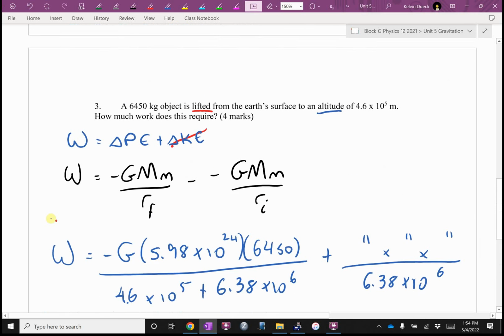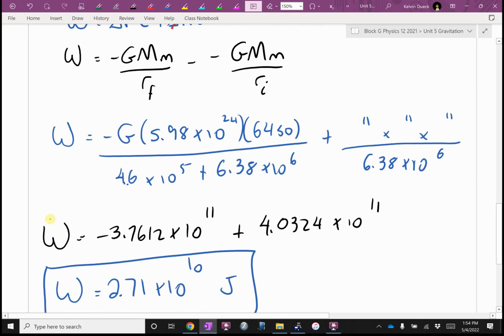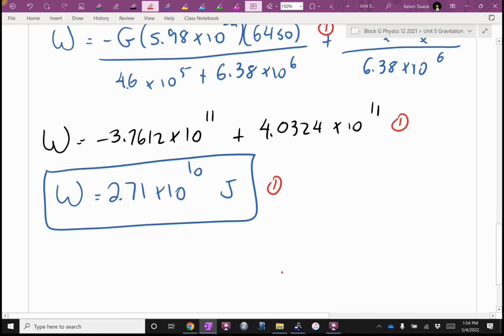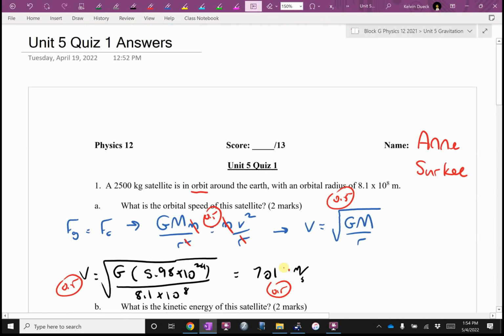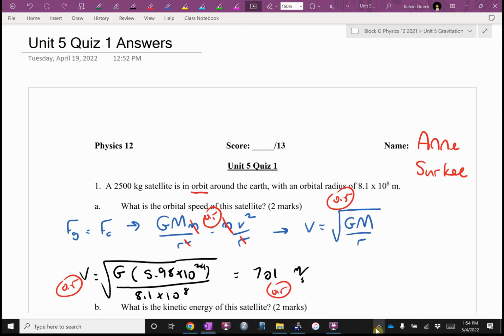If you got that, 4 out of 4. Otherwise, I would probably do something like this. 1 mark if I saw that. 1 mark if I saw that. Half mark for each of those. And then 1 mark for the answer. Is that it? That's it. If you can give yourself a lovely score, please, out of 13.